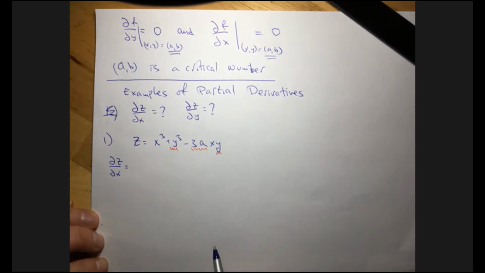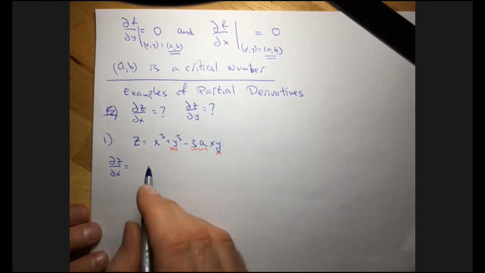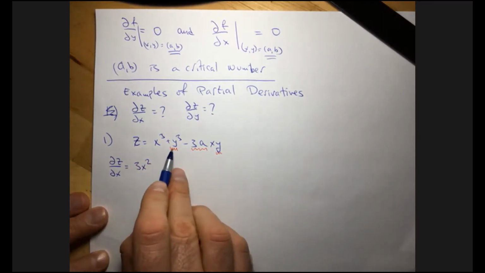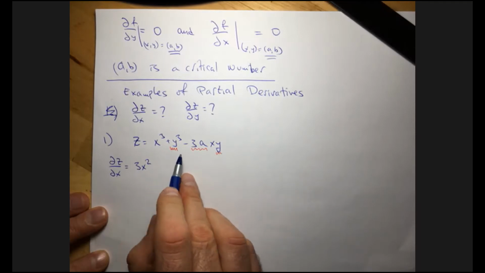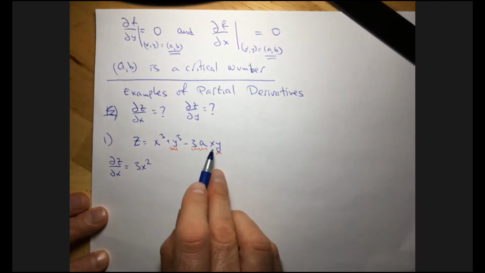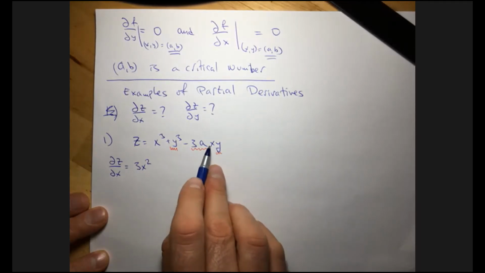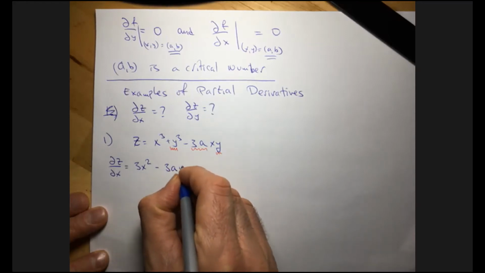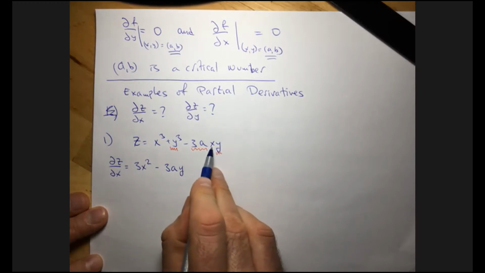Then, once you do this, you switch back to Cal 1. So the derivative of x cubed is 3x squared. Derivative of a constant is 0. Derivative of x times a constant is the constant times the derivative of x. So that's negative 3ay, because the derivative of x is simply 1.